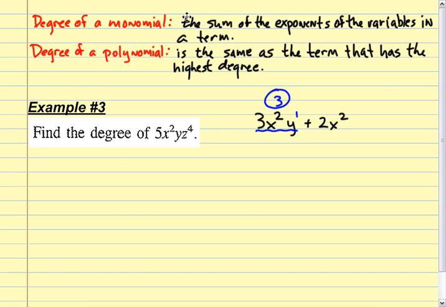Okay? Parker, what's the degree of this term? Just 2. Good. Okay? Now, the degree of a polynomial is the same as the term that has the highest degree. Which of these terms has the highest degree, Parker A? 3x squared y to the first, right? And what is its degree? 3. So the degree of this expression is 3.